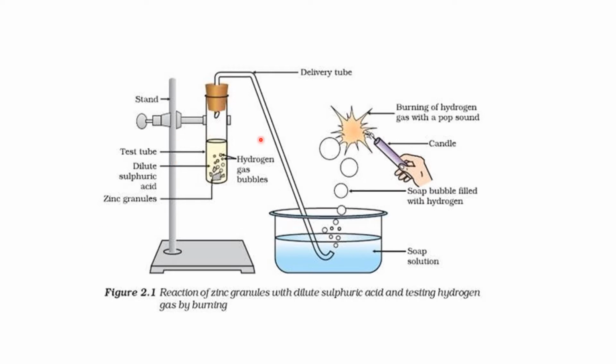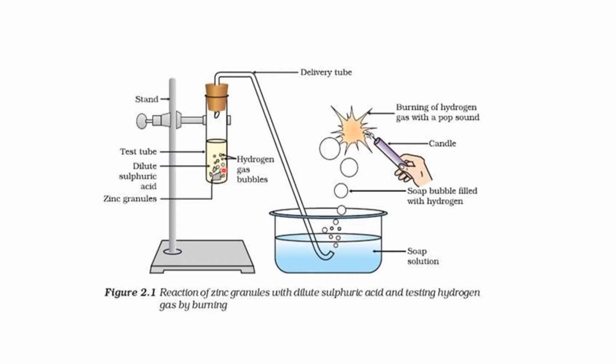The apparatus is arranged in such a way. You can see this is a test tube which is fixed with this iron stand. In this test tube, zinc granules are taken and some dilute sulfuric acid is added. This is a delivery tube which is fixed with this cork in the test tube, and this delivery tube is inserted in a jar containing soap solution.